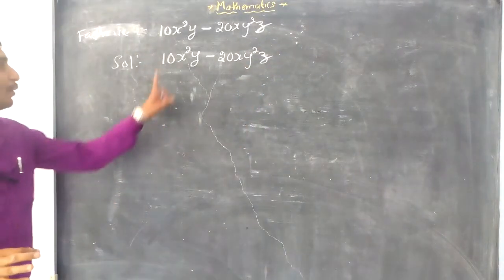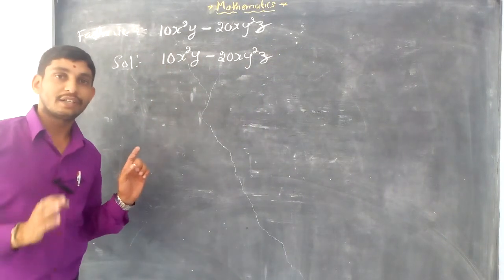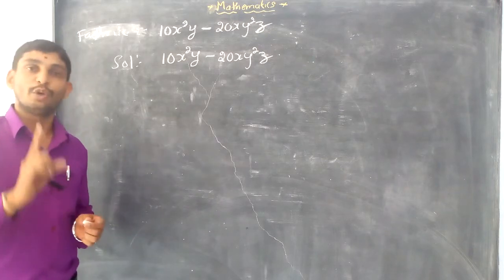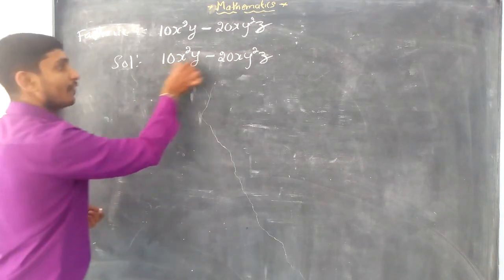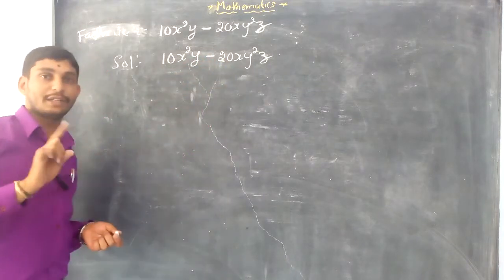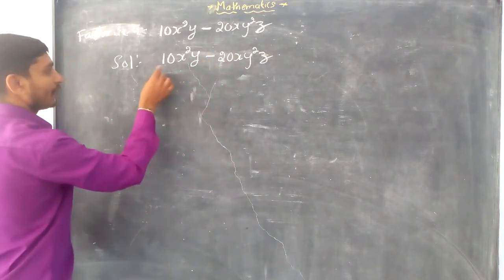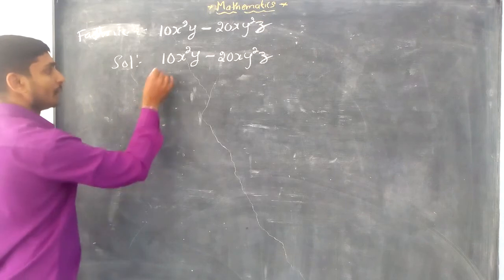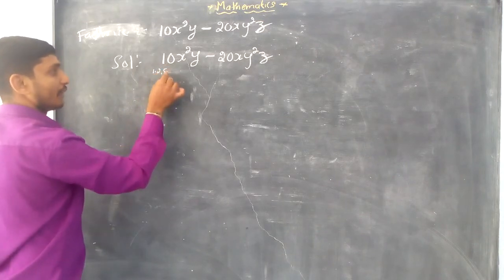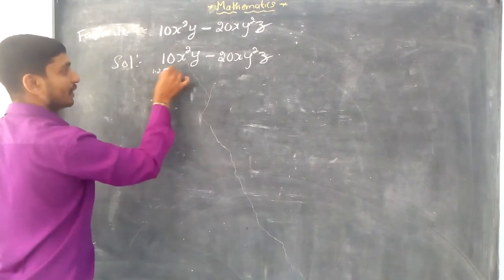Now you have to see what is the common in 10 and 20. 10 and 20 ಏನು common ಇದೆ ನೋಡ್ಕೊಬೇಕು. One method ಏನಪ್ಪ ಅಂದ್ರೆ write the factors of 10 and 20. 10 ಮತ್ತು 20 factors ಬರೀಬೇಕು. Yes, what are the factors of 10? 1 divides 10, 2 divides 10, 5 divides 10, then 10 divides 10.